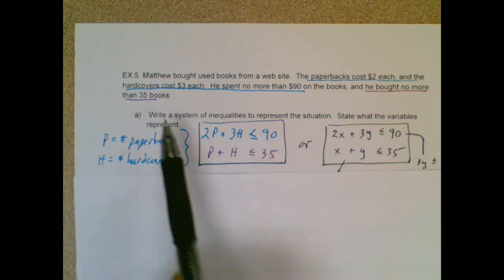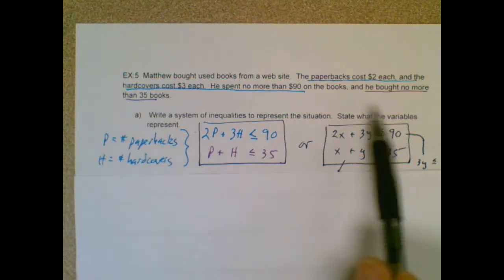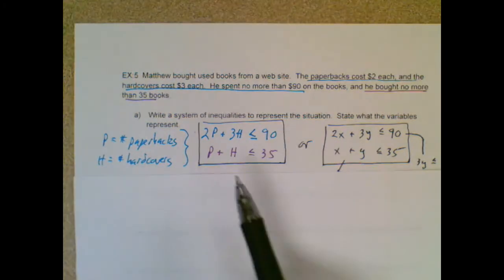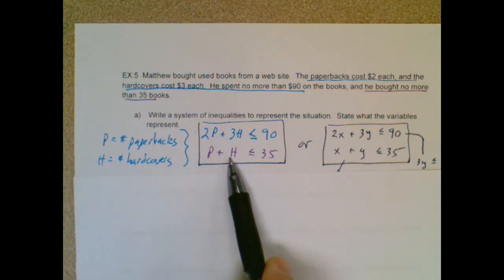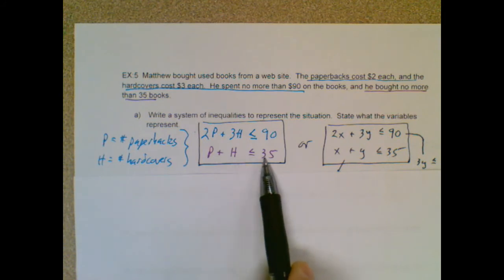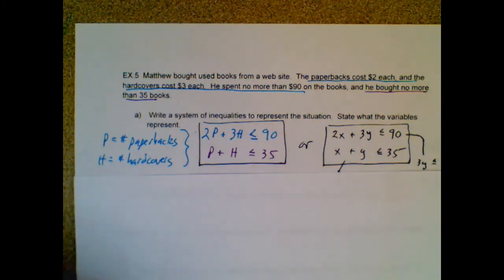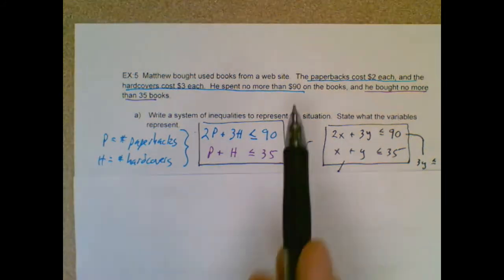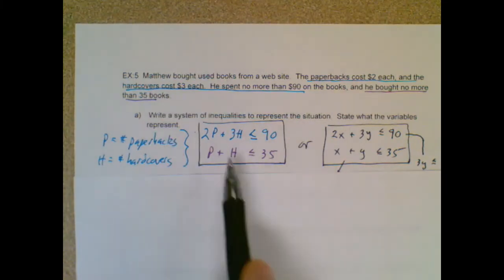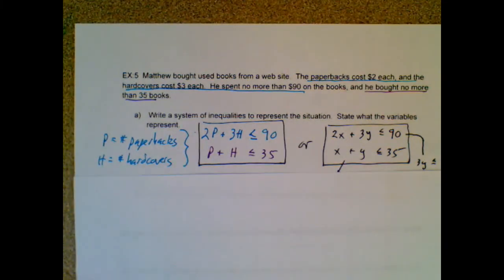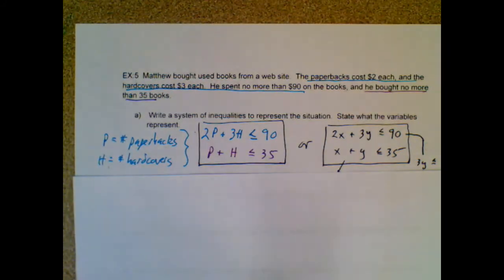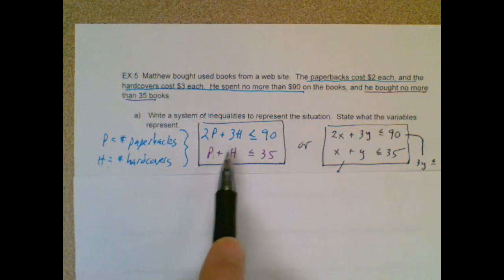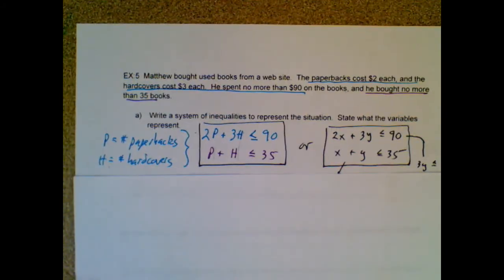All right. He also bought no more than 35 books. So the number of paperbacks he bought plus the number of hardcovers he bought better not be more than 35 books because he only bought 35 books. So from this set of words, I've built a system of inequalities. I'm using P's and H's. If that bugs you, go ahead and convert these into X's and Y's, and then you're in a little bit more familiar territory.